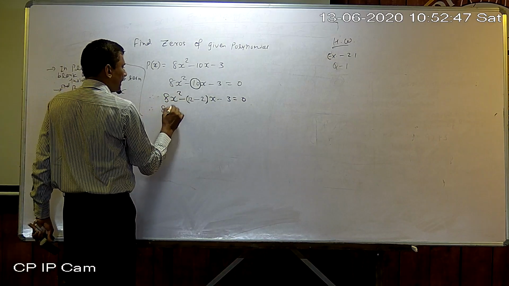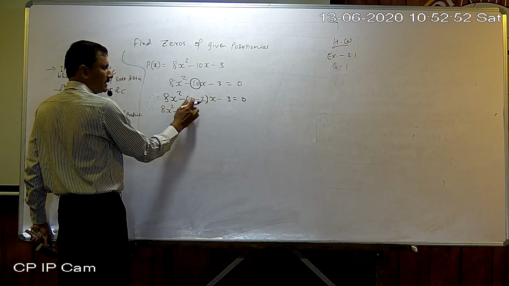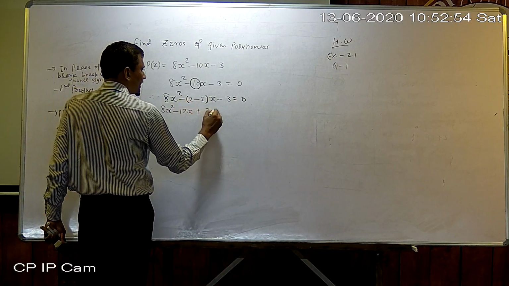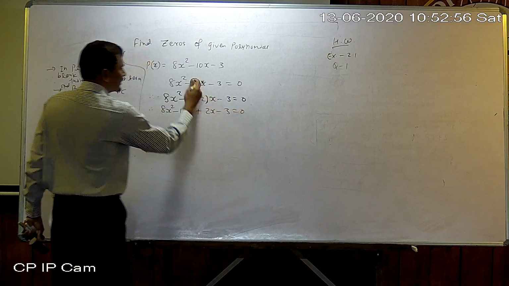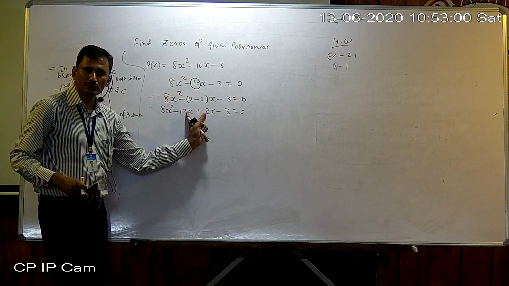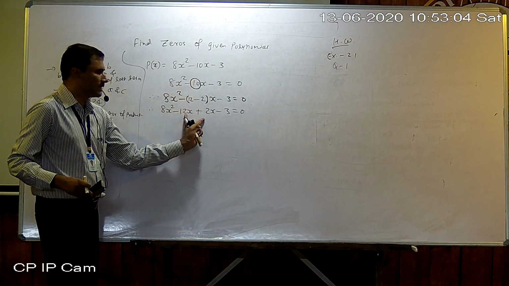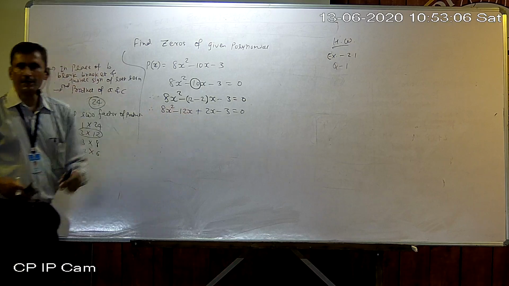Just open this bracket. Minus 4x plus 3, minus 12x. X is there behind it. Minus minus plus 2x minus 3 equal to 0. Okay, so splitting of the middle term is over. This is called the splitting process also. Now 4 terms we obtain. Out of 3 terms we are having 4 terms.